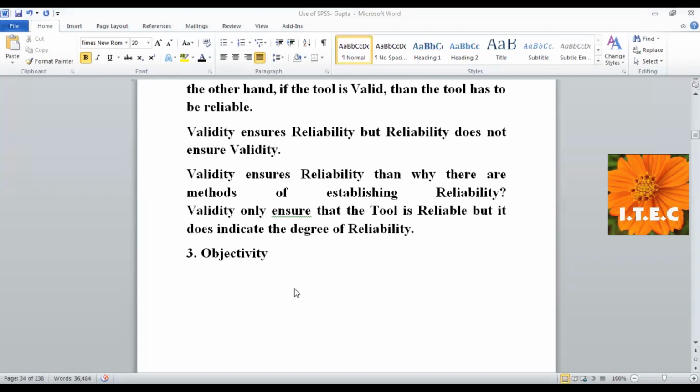So that is why in research, we have tools where the items are objective type, so that whether you do the scoring or I do the scoring, it doesn't matter. The total score will be the same. So objectivity refers to the consistency in scoring by different people.